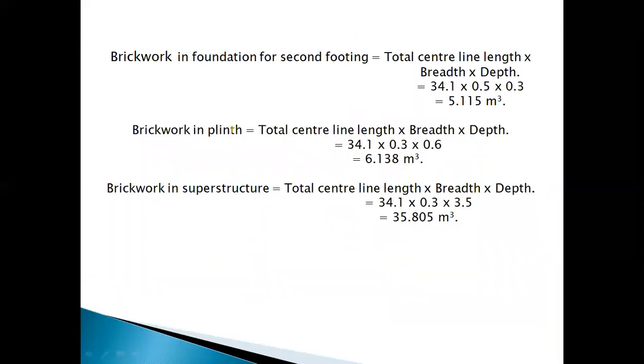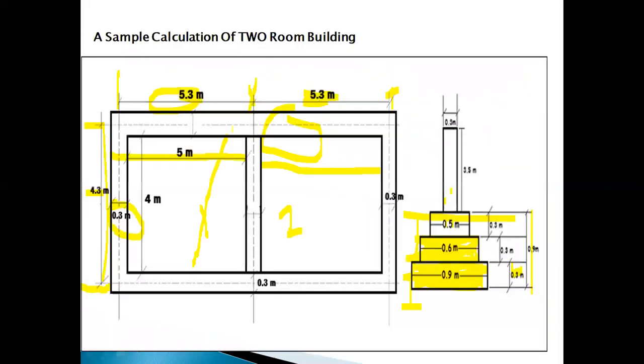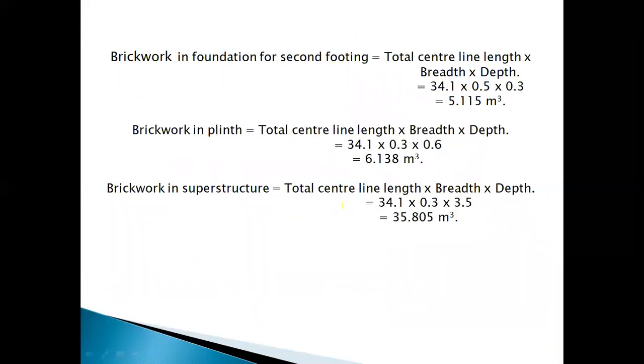Next one, second footing. The second footing breadth is 0.5 and height is 0.3. So brickwork in foundation for the second footing is total central line length into breadth into depth. Total central line length is 34.1 into breadth 0.5 into 0.3. That equals 5.115 cubic meters. It is the second footing.